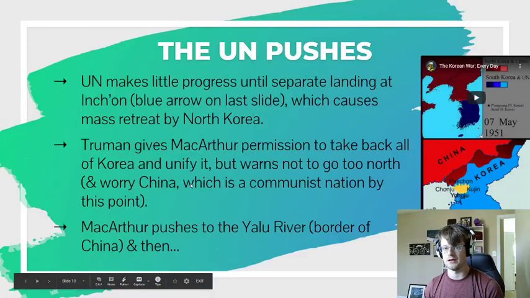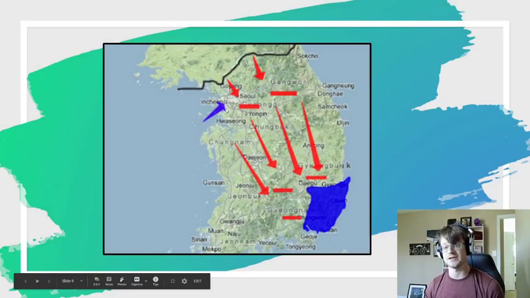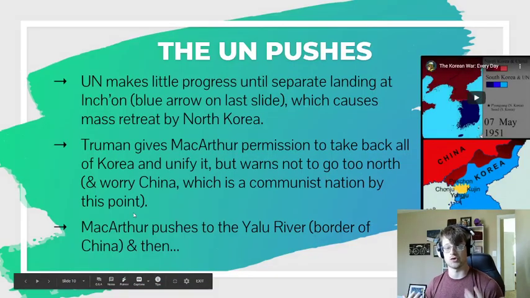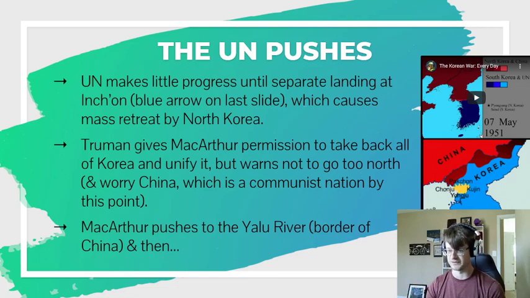Now, when the UN shows up, they make very little progress at first until there's separate landings at Incheon, which is this blue arrow on the last slide, and this causes a mass retreat by North Korean troops and soldiers. Now, Truman, who's the U.S. president at the time, and this gets relevant to what we're going to talk about here in terms of other stuff with the Cold War, is that Truman, as they start to march northward, gives MacArthur permission to take back all of Korea and unify it. But he tells MacArthur, don't go too far north, because China at this point is a communist country, and this is going to be extremely relevant for what we're going to talk about later.